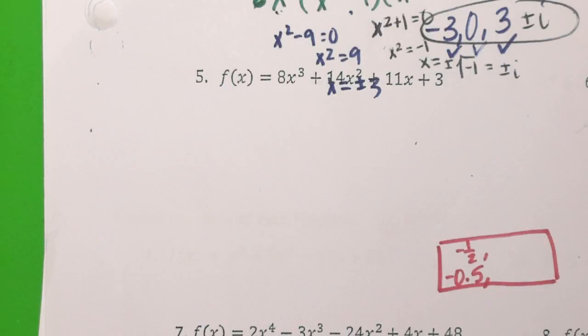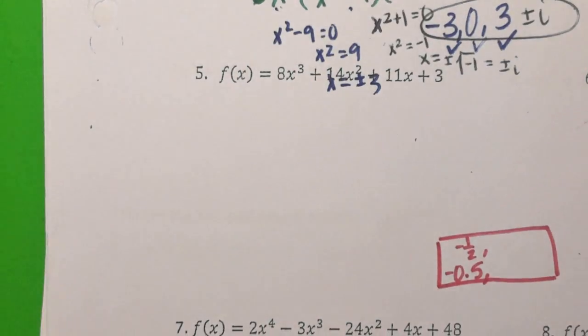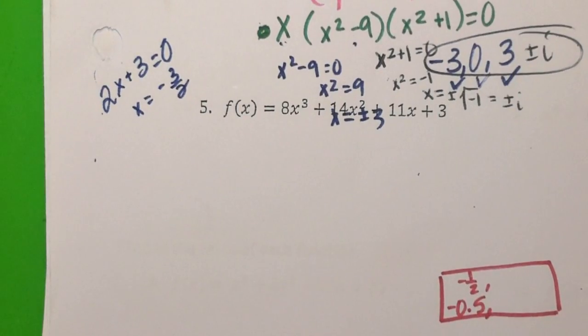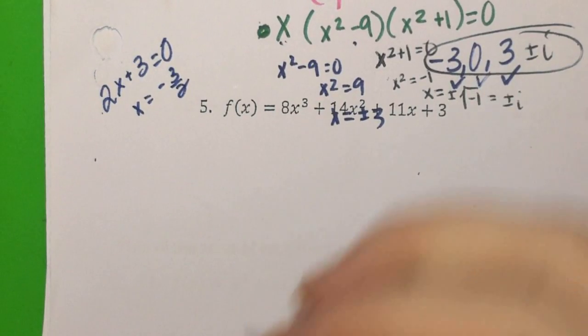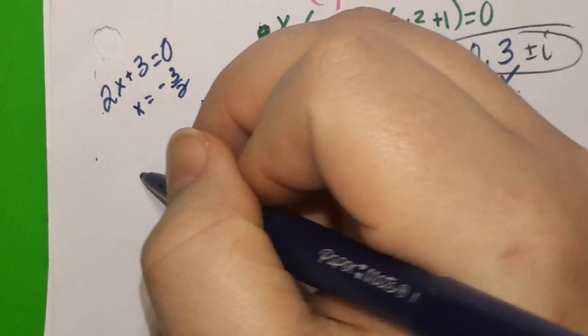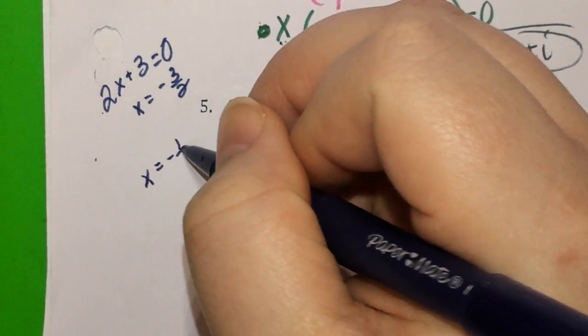Now, this is not your first rodeo. You and I both know if I show you 2x plus 3 equals 0, you're supposed to know that's x equals -3/2. So I need something like that. So when I set it equal to 0, I get x equals -1/2.